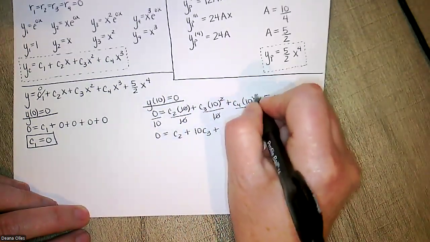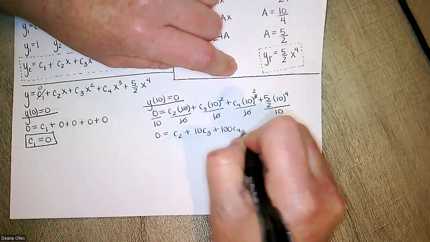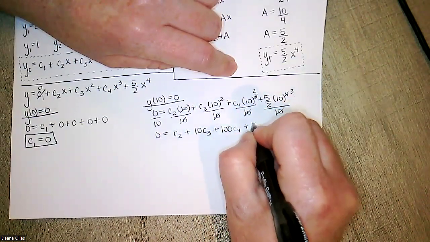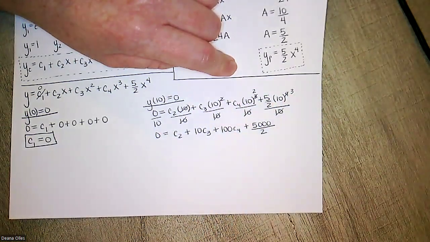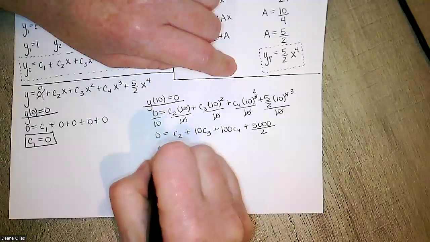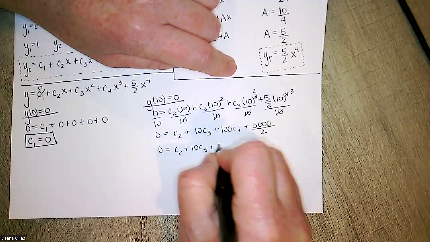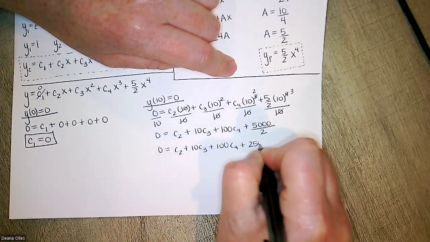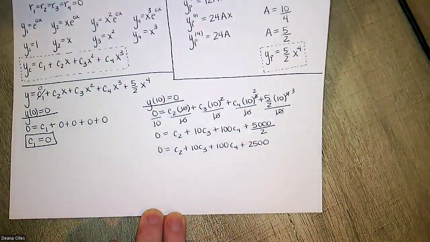Plus, this will be 10 squared, which is 100, C4, plus, this will be 10 cubed, which is 1,000 times 5 is 5,000 over 2. And 5,000 over 2, I can simplify to 2,500. So I'm trying to clean up my equations as I start plugging stuff in.